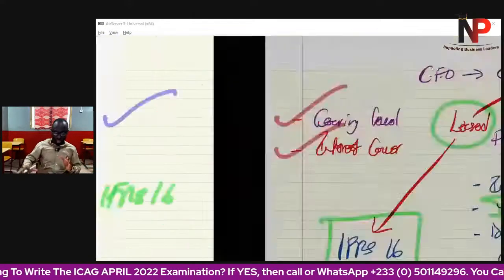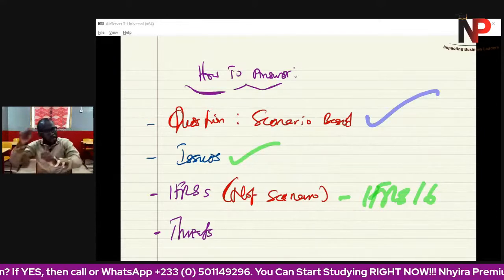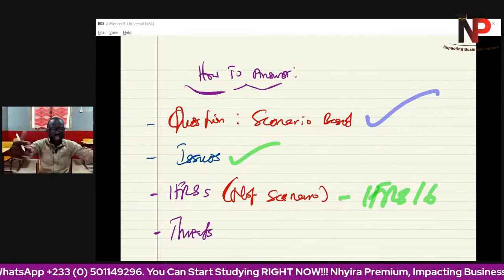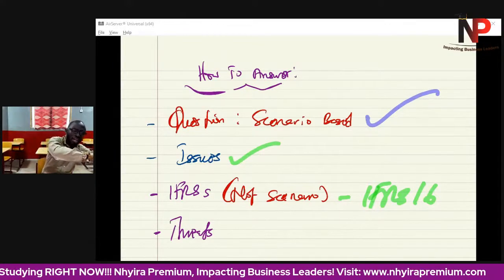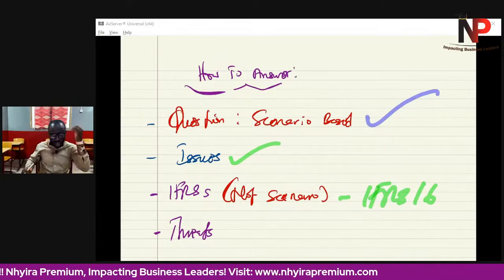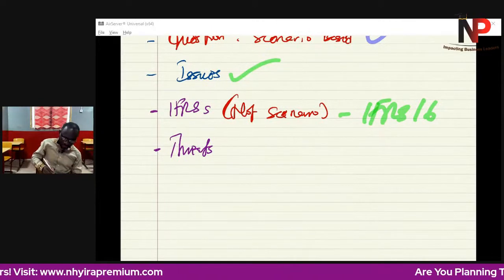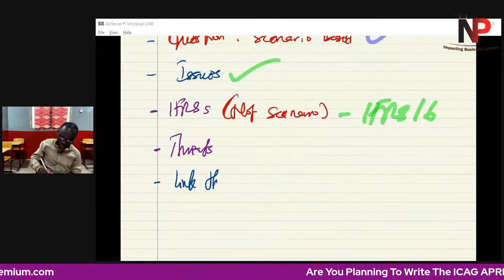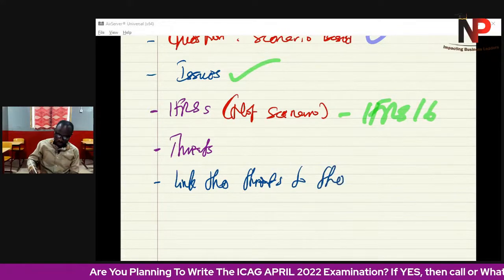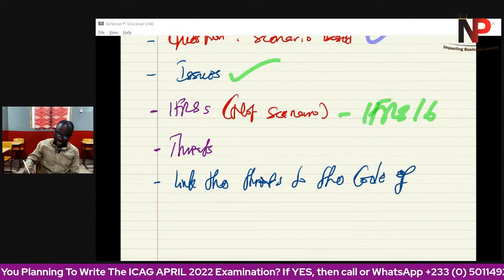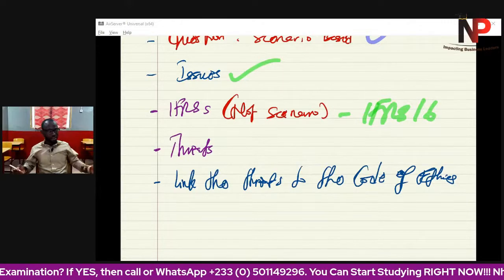So as you read your scenario, understand the issue. If there is any IFRS, know about it and understand how the thing is supposed to be treated, and what the person is being asked to do, so that you can write out your solution properly. Then you identify the threat. Immediately you identify the threat, you should be able to link it to the fundamental code of ethics that is being breached. You must link it to the fundamental code of ethics that is being breached in the scenario.